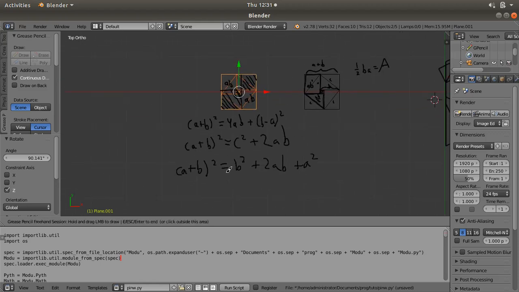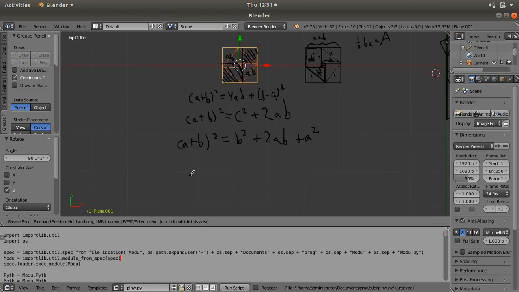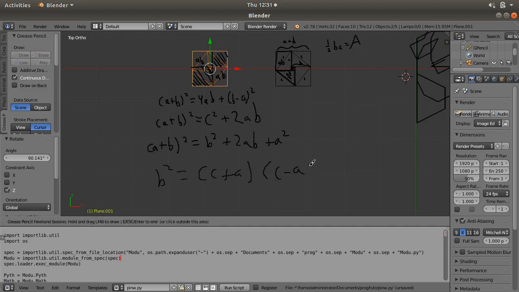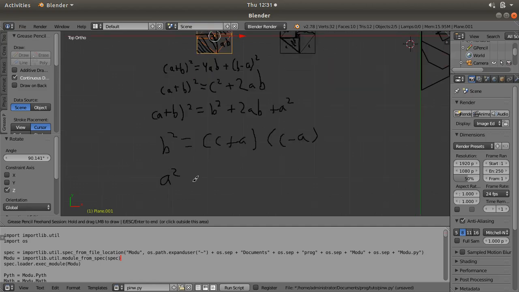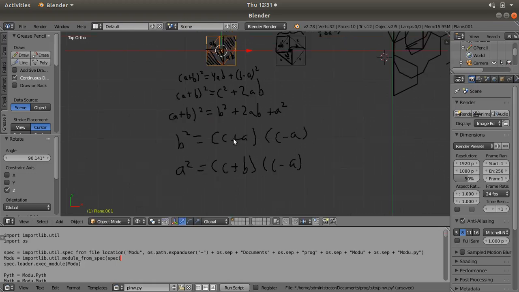There's a relationship you can't really see. b squared equals c squared plus a, c minus a. And those are conjugates. And they're pretty interesting, and they show up in a lot of places, and it's good to know why they show up and what they mean.